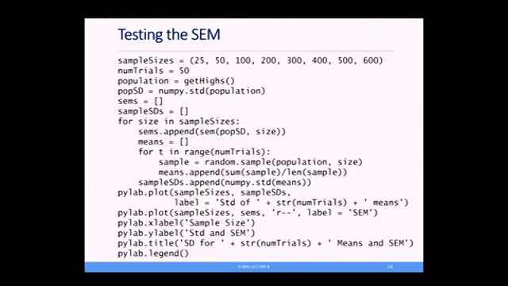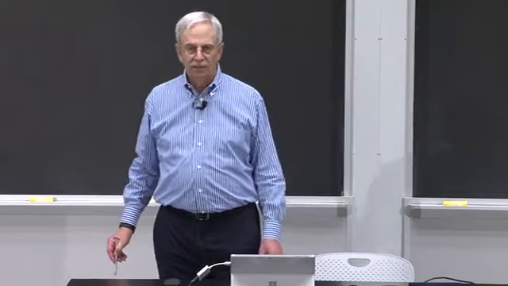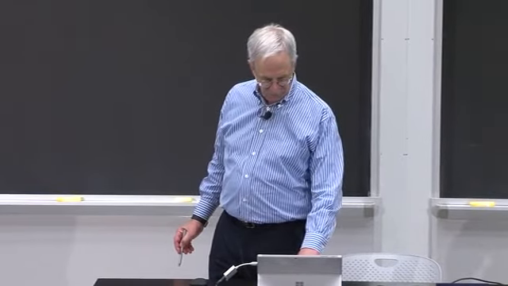So for each size and sample size, I'm going to append the standard error of the mean. And remember, that uses the population standard deviation and the size of the sample. So I'll compute all the SEMs. And then I'm going to compute all the actual standard deviations as well. And then we'll produce a bunch of plots, or a plot, actually. All right? So let's see what that plot looks like.